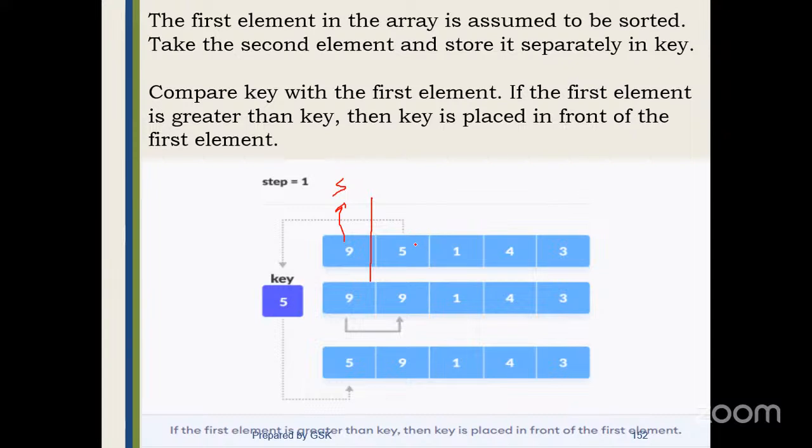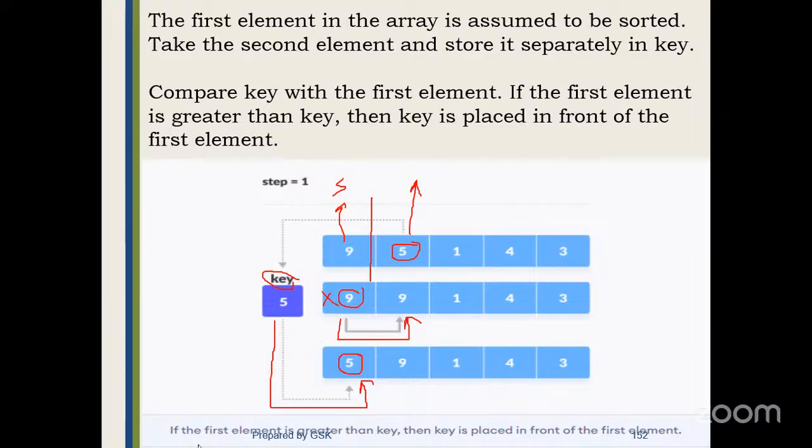Start with the second element. Store this second element in a variable. Let us say my variable name is key. I stored this 5 in the variable key. Then I want to compare the 5 with the values before it. We are working with the second cell now. You must compare this value with 9. So 9 is greater than 5, so 9 must be placed at the second position. Then this becomes empty. This 9 goes from this position to this position. This is vacated. Since we stored 5 in the variable key, from that variable you must copy that value into the first position.